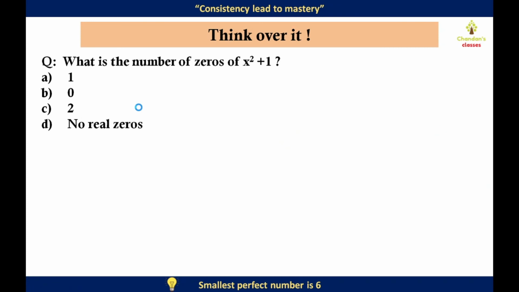Now I have provided a sample question for you to try. So the question is, what's the number of zeros of x square plus 1? I'll give you a hint. If we have x square minus 1, how many zeros are there? 1 and minus 1. So how many zeros? Answer is 2. Similarly, if the polynomial is x square plus 1, you have to tell me the number of zeros. Please try these questions, attempt that one, and if you can, please put a comment in the comment section.